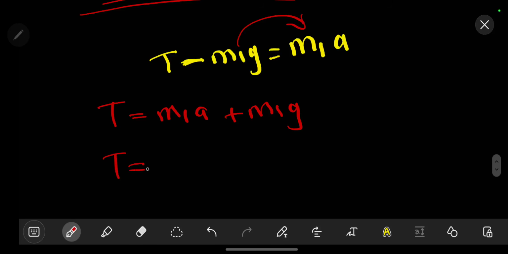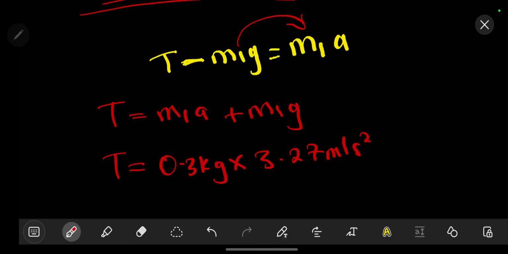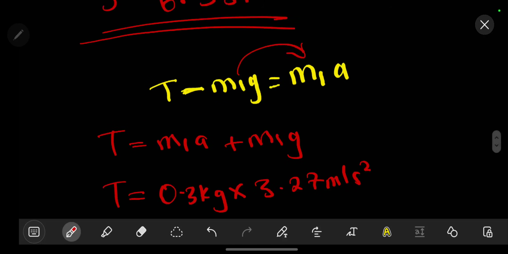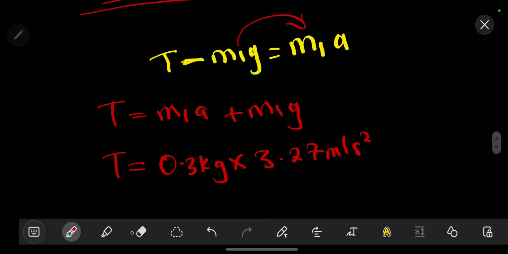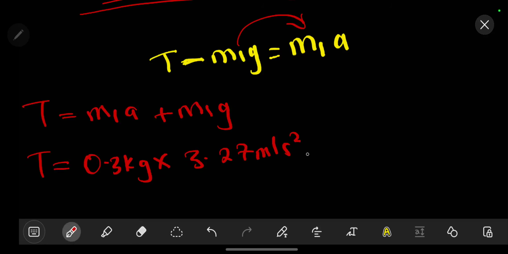So the tension shall be equal to, what is our M1? So the mass number 1 is equal to 0.3 kg, if you remember, times our acceleration, which is found to be 3.27 meters per second squared. Then we add this. Due to space, I won't be putting units so that we have enough. So we have plus our M1, which is equal to 0.3 kg, times our 9.8 newtons per kg.